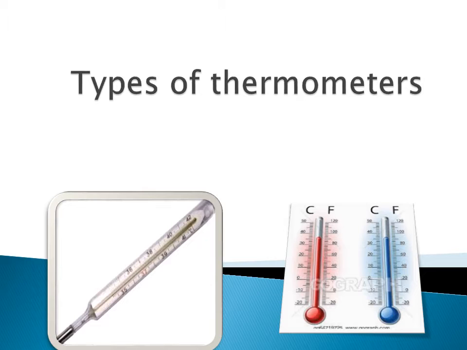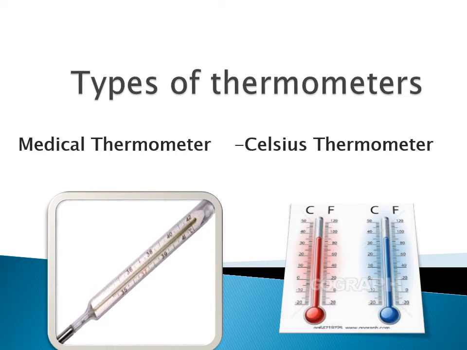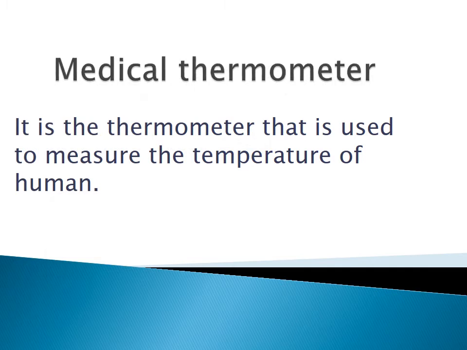So, what are the types of thermometers? There are two types, the medical thermometer and the Celsius thermometer. What is the medical thermometer? A medical thermometer is a thermometer which is used to measure the temperature of humans. You can say medical thermometer or you can say clinical thermometer.